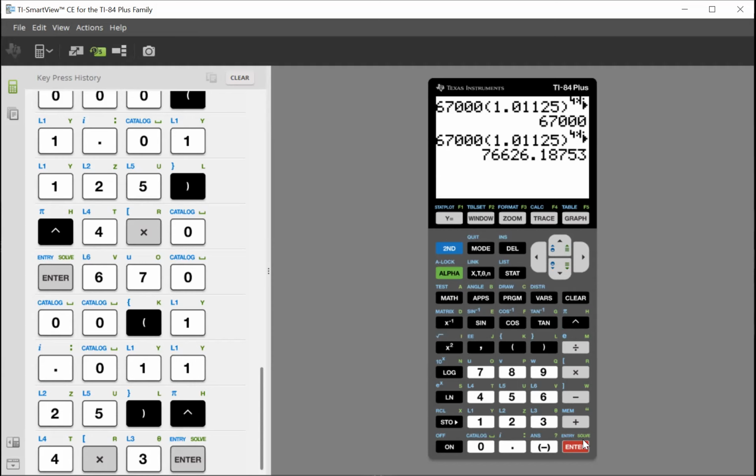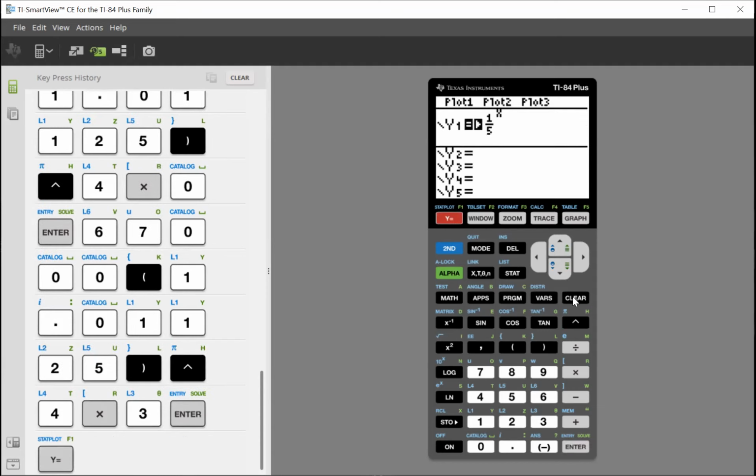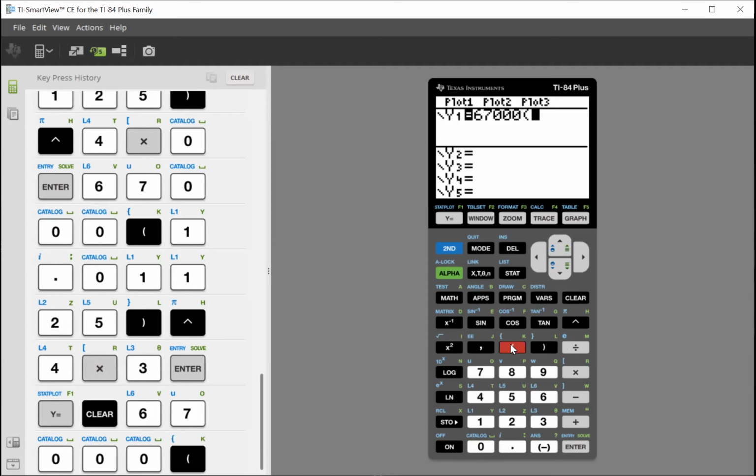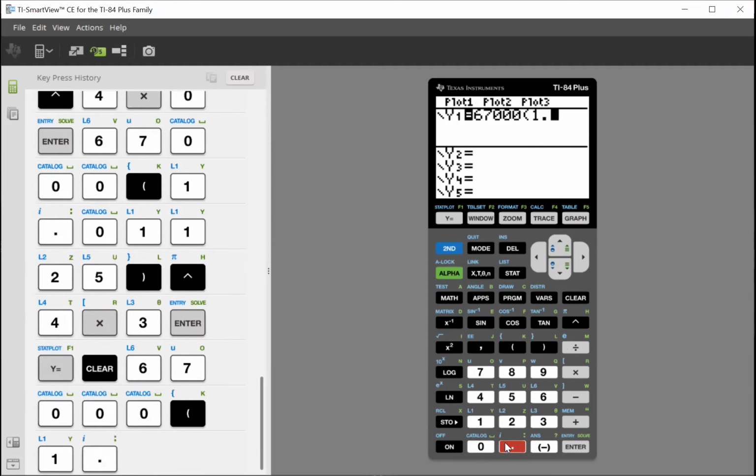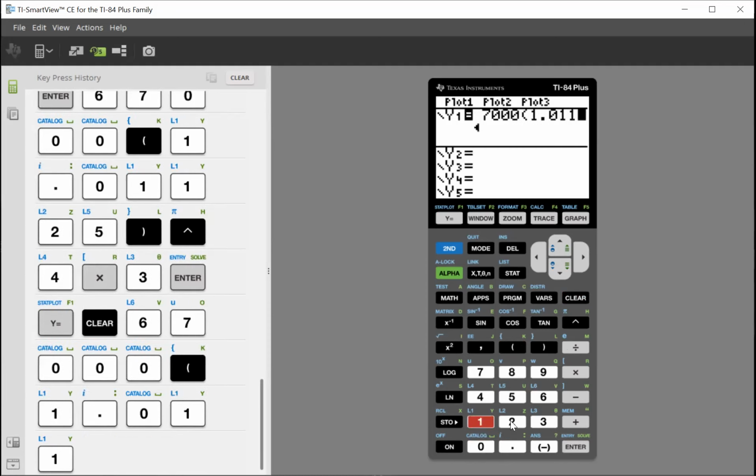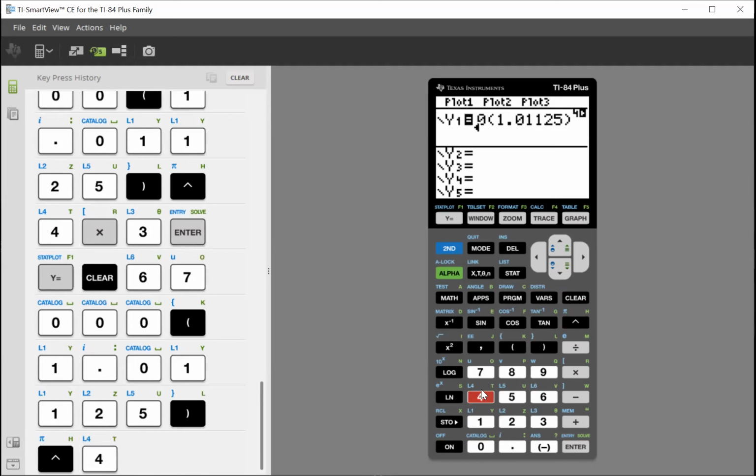But let me show you an easier way. If you want all these values at once, I'm going to go to y equals. And I'm going to put that equation in, 67,000, parentheses, 1.01125, close parentheses. My exponent will be 4. Now we can't use a t on this part. We got to use the x. So when you're on the graphing part of it, use an x instead of a t.